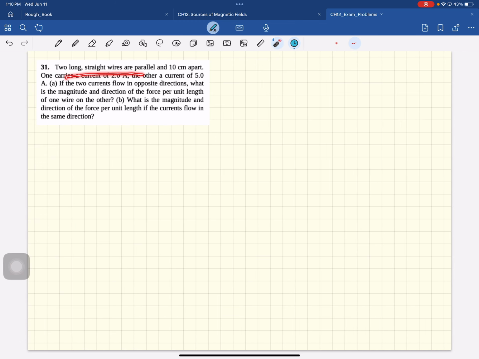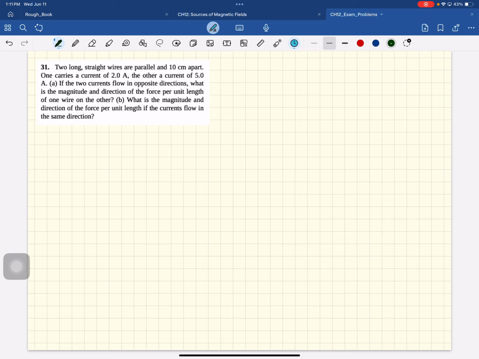Two long straight wires are parallel and 10 centimeters apart. One carries a current of 2 amps and the other 5 amps. When the currents are flowing in the opposite direction, what is the force? It's repulsive. What is the magnitude and direction of the force per unit length? What is the magnitude and direction of the force per unit length if they flow in the same direction?